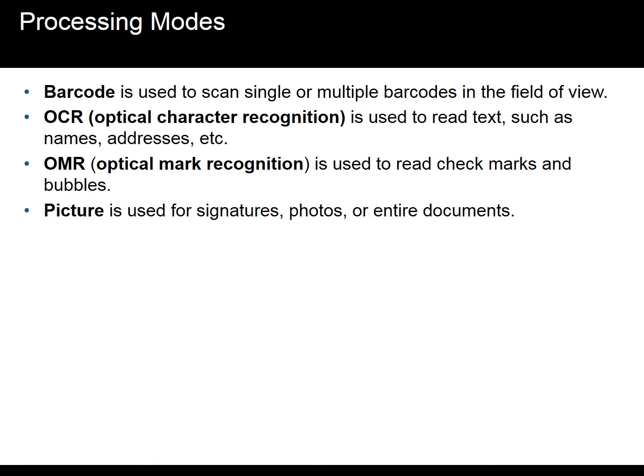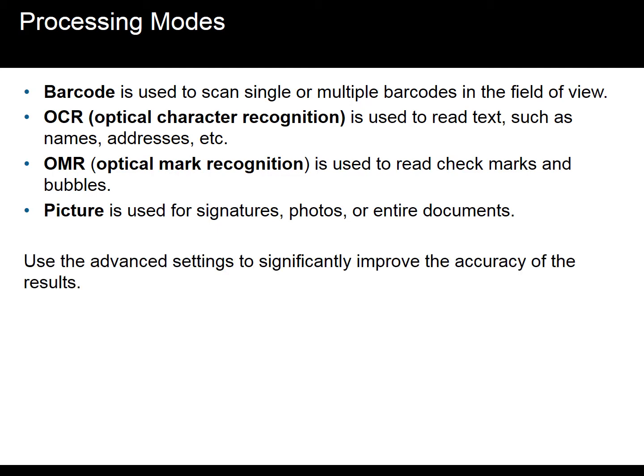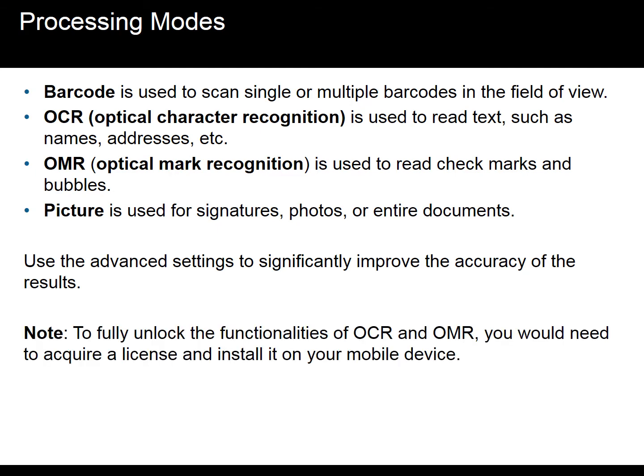Use the advanced settings within each processing mode to better qualify the data. This will significantly improve the accuracy of the results. For example, pick the symbology or the length of decoded data to uniquely identify a barcode. Note, to fully unlock the functionalities of OCR and OMR, you would need to acquire a license and install it on your mobile device. Multiple barcode decoding and picture-taking functionalities would not require a license and are available out of the box.